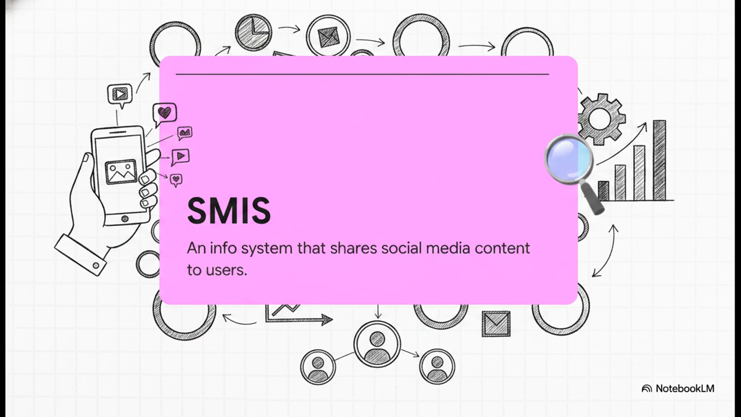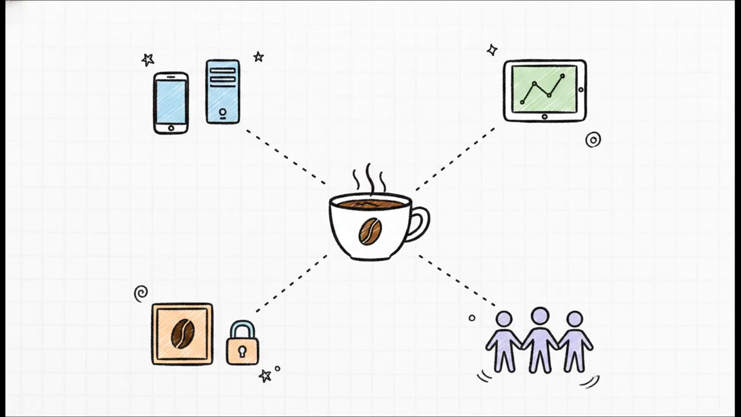I can't emphasize this enough. For a business pro, an SMIS is not just some app on your phone. It is a heavily engineered structural business tool with very specific mechanics. And like any robust system, an SMIS relies on 4 core components: hardware, software, data and procedures, and people.